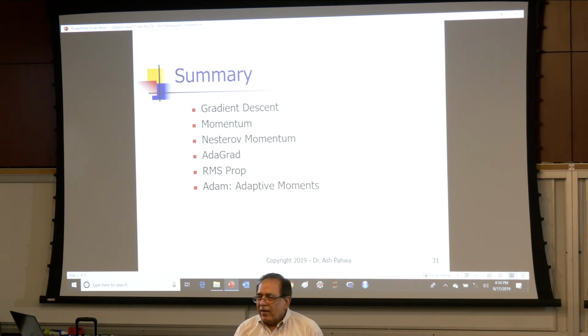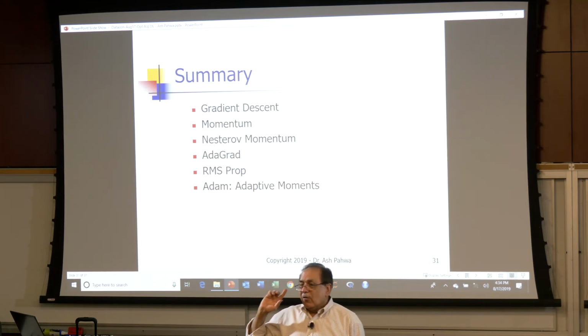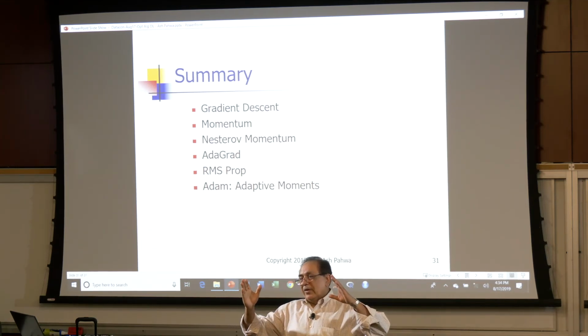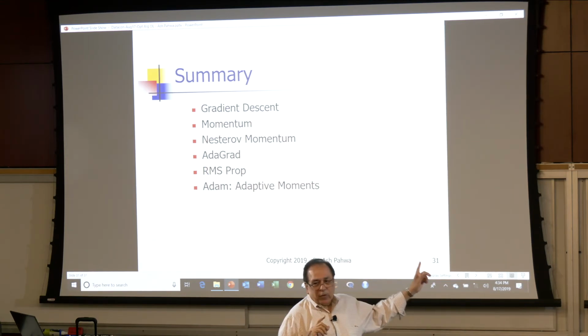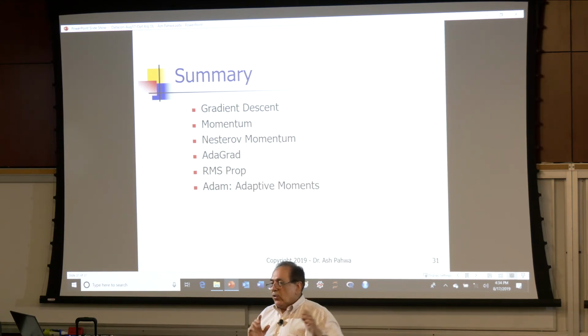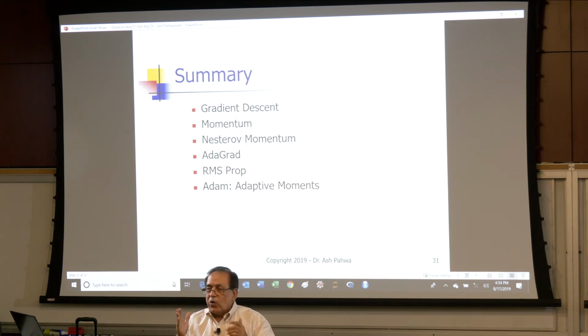Yes? How many layers was your example? How many layers of computation? No, this was a simple one layer neural network. But it doesn't matter whether you have 1 layer or 10 layers, you're always going to find that Adam is going to converge much faster than gradient descent.